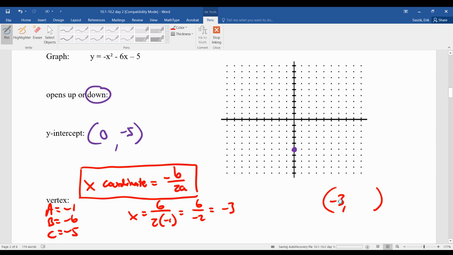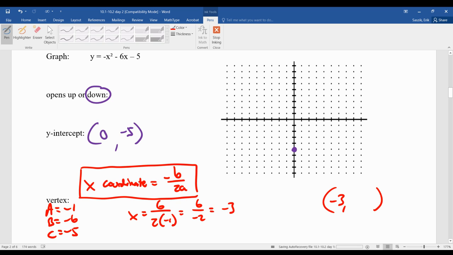Okay? So how to find the y, it's not hard to do, but it's easy to mess up. So what you're going to do is take that x value, that negative 3. We're going to plug it in for x here, and then evaluate to figure out what y is, if my computer will cooperate and come back. All right, so watch this here.